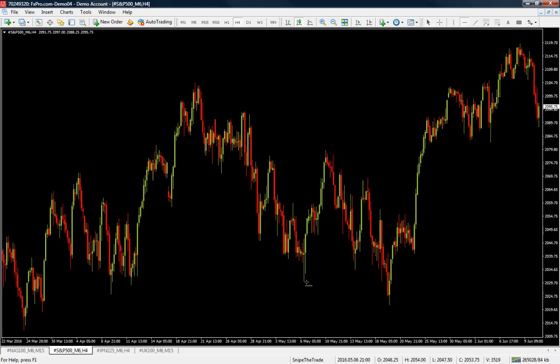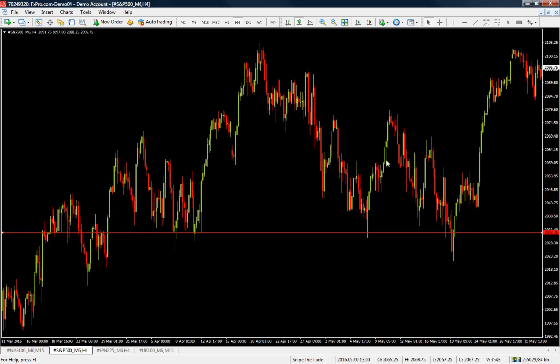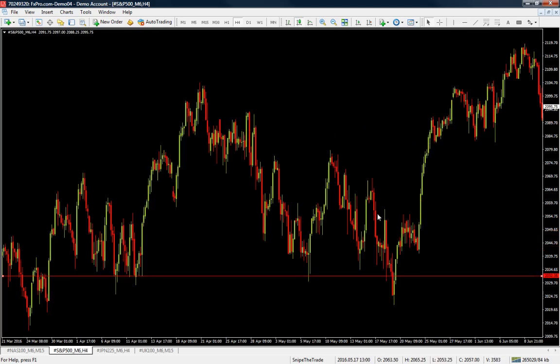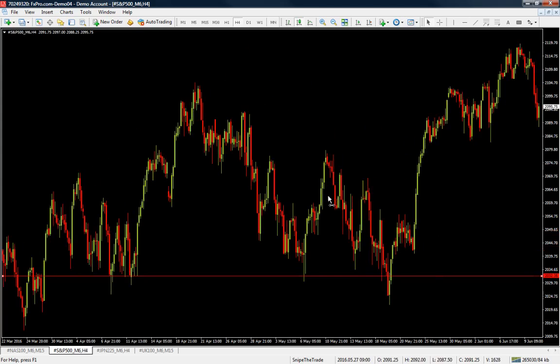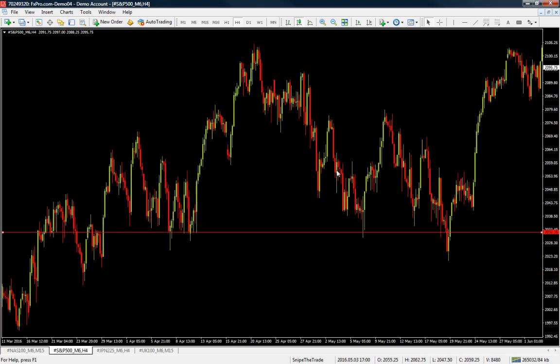Right here we have the first one, okay? This is an area that was tested heavily. You can see that this is the area that broke to the upside, then was tested once, twice, three times before going higher. Tested again here, faked out right here. Well, this is actually the position that we are going to be looking to trade. So basically, this is a very strong area.